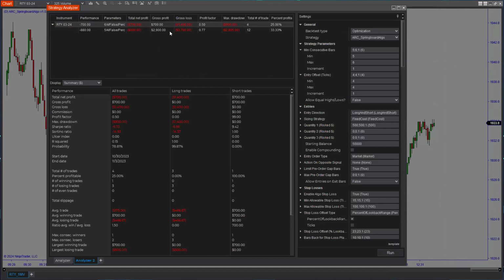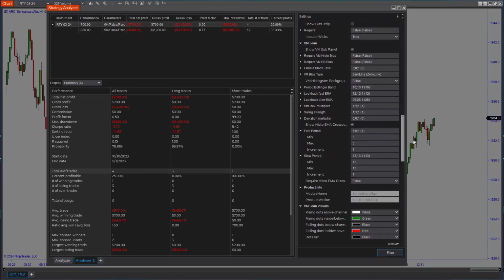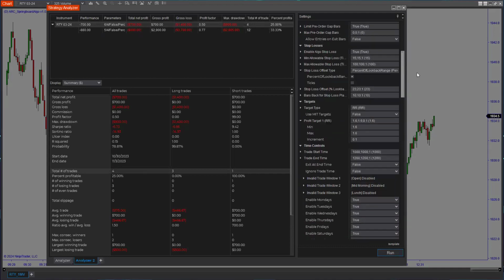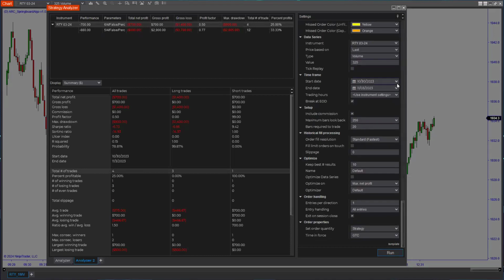Okay, so there we go. Not good enough yet, right? We can go in and look at how many trades did we get. There's only 4. That's not a good example of really getting enough trades to even know if we're onto something yet. So let's add a week to it.